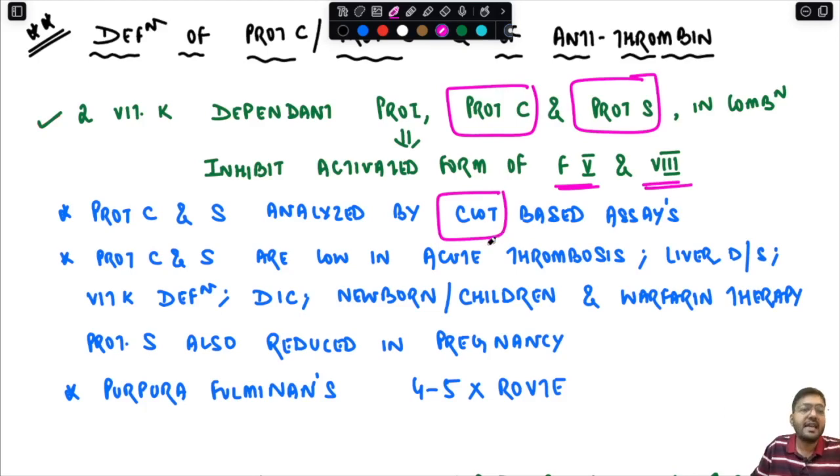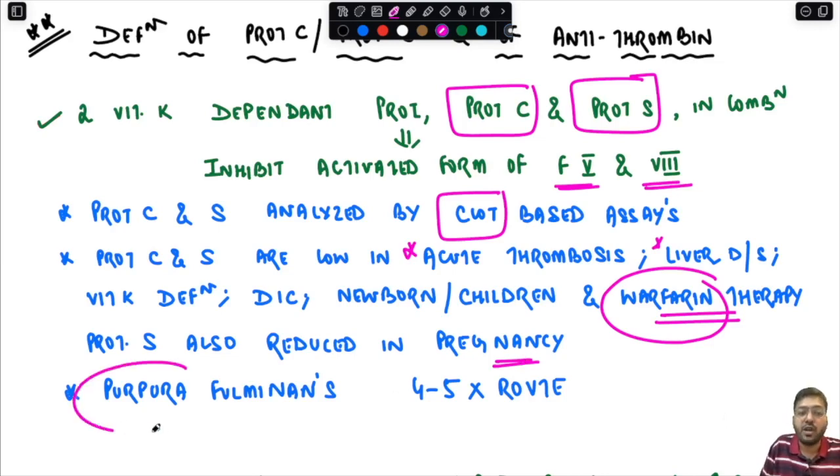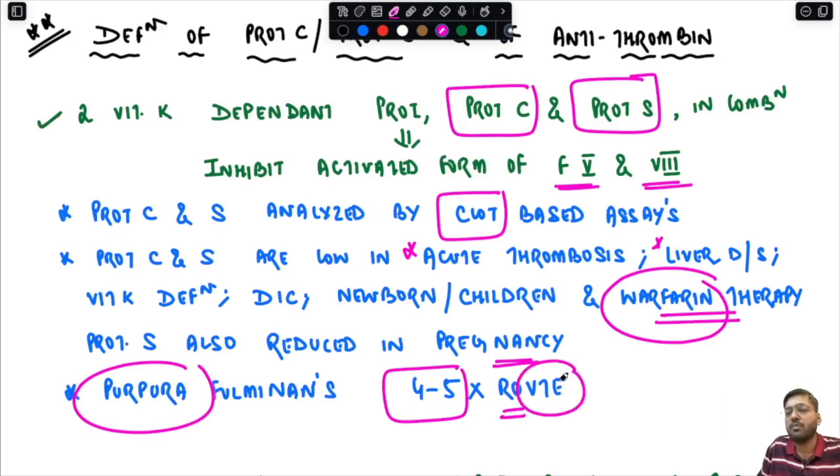Remember, protein C and S are low in conditions of acute thrombosis, liver disease, vitamin K deficiency, DIC, newborns, and in case of oral anticoagulant therapy, for example with warfarin. Protein S is also reduced in pregnancy. Now remember, one of the very important clinical presentations of this deficiency is purpura fulminans. What it is, I will discuss in detail in the next lecture, that is in part 2, when we will discuss the laboratory diagnosis. So under the heading of clinical features, I am going to show you what purpura fulminans is. Now this particular protein C and S deficiency leads to a 4 to 5 times increased risk of venous thromboembolism.